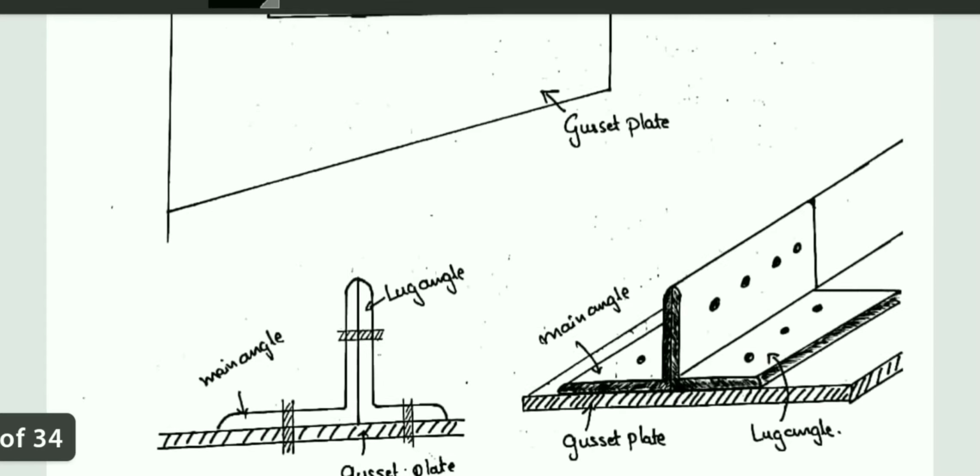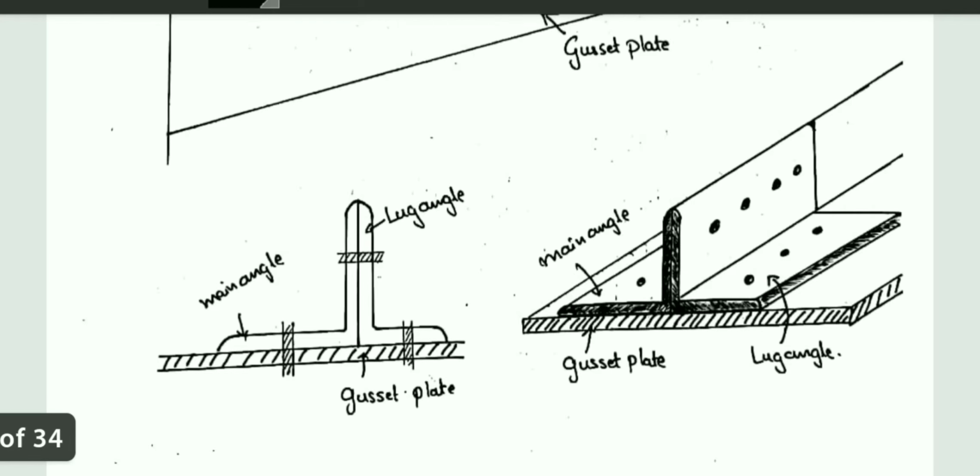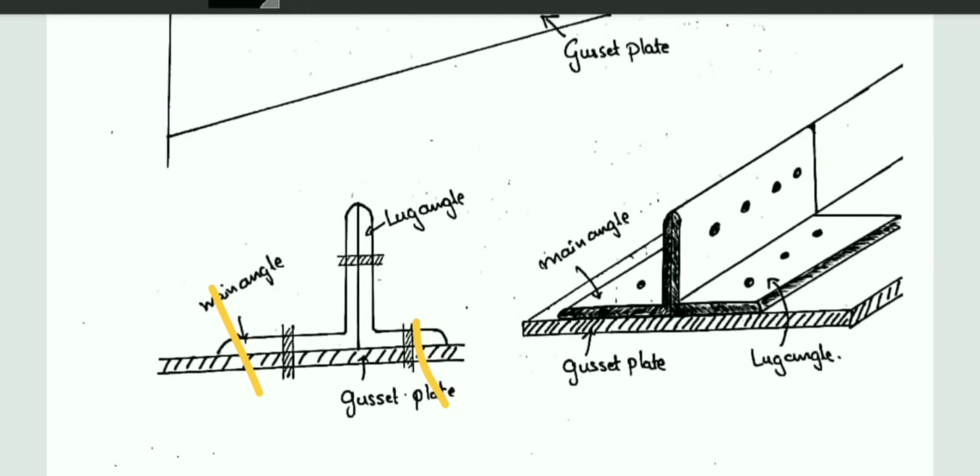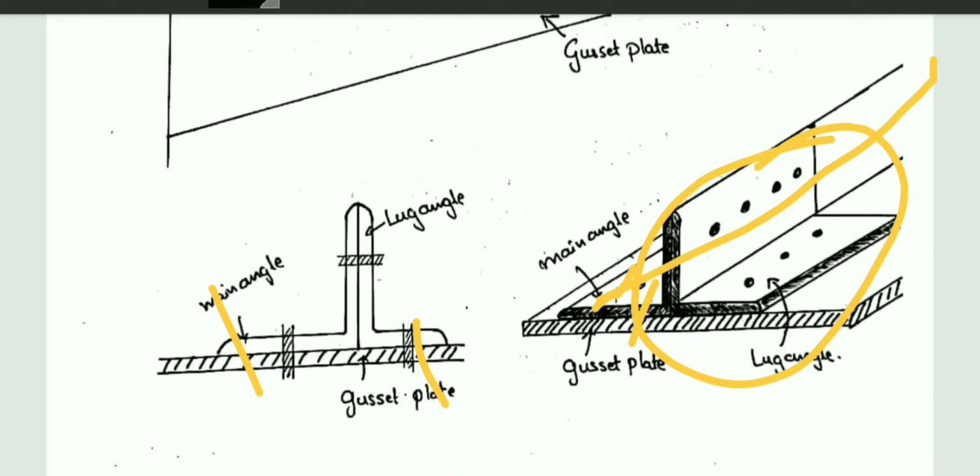You can see the lug angle here. So this will be the main angle, and this will be the lug angle. You can see it in this 3D figure. On the back side, this is the main angle, continuing in line. This lug angle you will be adding on the other side, connecting it along with the outstanding leg, in such a way that it transfers the load again here. So the number of bolts will be reduced.